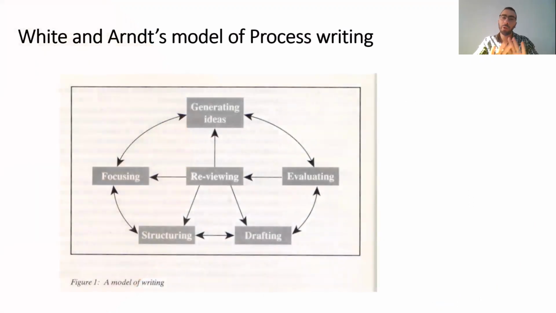Now, if we look at this diagram, it was first created by White and Arndt for the process writing, and as you can see, it's a continuous process of writing, evaluation, drafting, structuring, focusing, and then redrafting, and so on. So it doesn't actually have a linear way of putting it, but it's just a process. It's just a cycle that goes on and on till the students produce their best writing inside or outside the classroom.